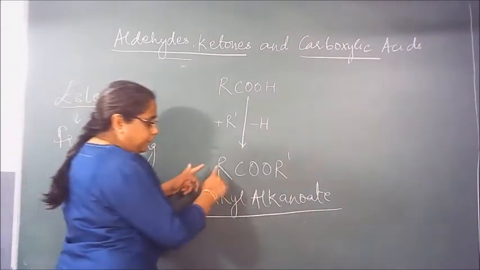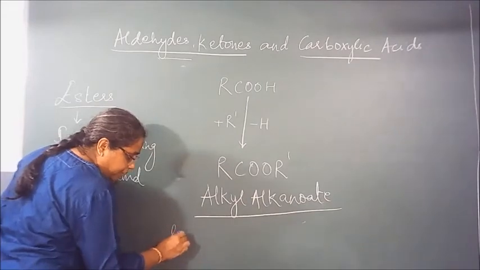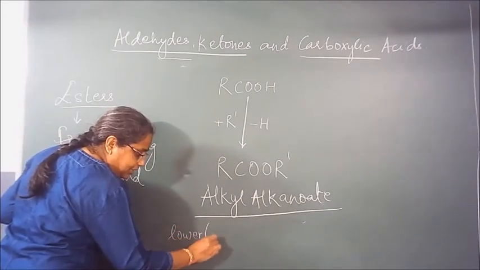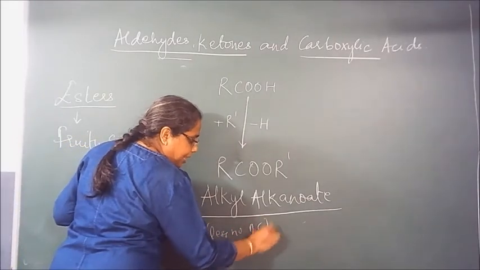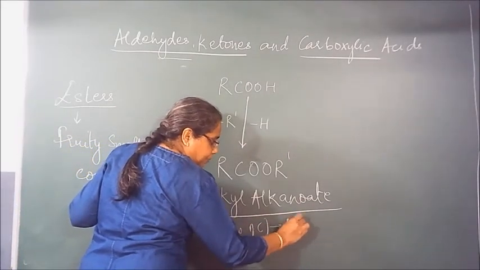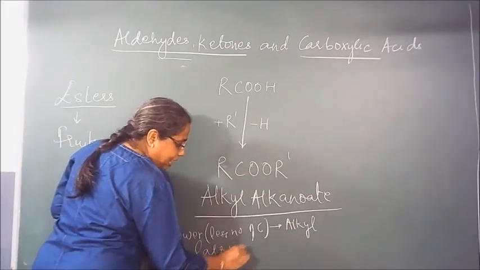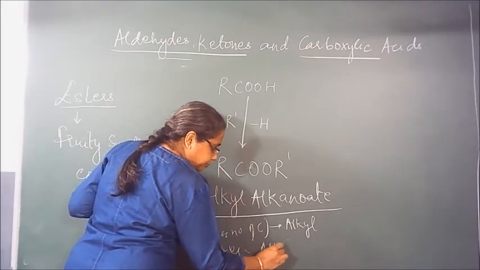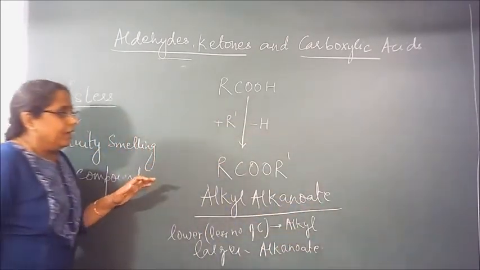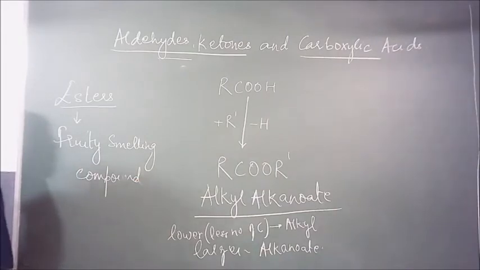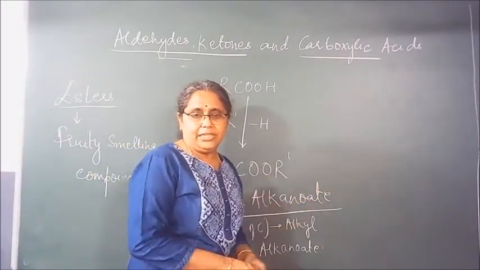Always understand, if there are two different alkyl groups, then the lower alkyl group, meaning the one with fewer carbon atoms, goes to the alkyl part, and the larger alkyl group goes as alkanoate. Esters are named as alkyl alkanoate. In common names, they are named as two alkyl groups with an ester.